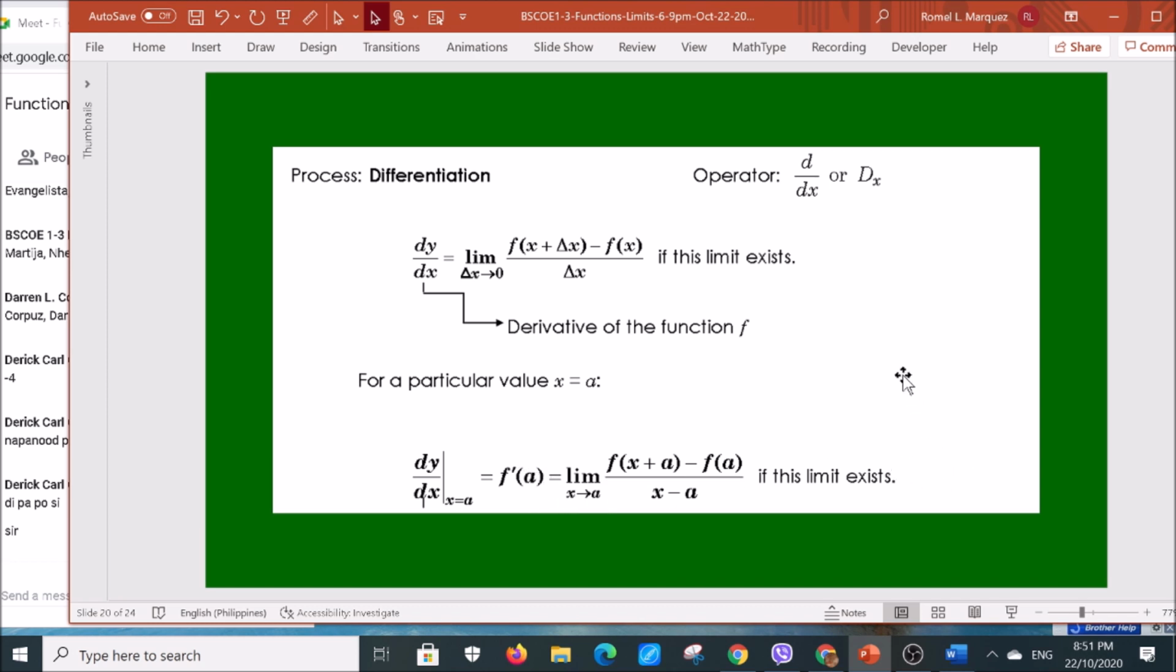But what we have here is a specific value of x. Or, there is a specific point on the curve that is x equals a, f of a. a, f of a is the point. Okay? What about integral calculus?